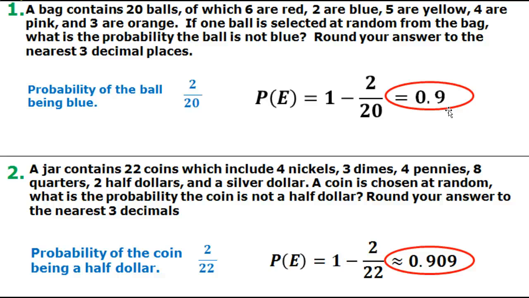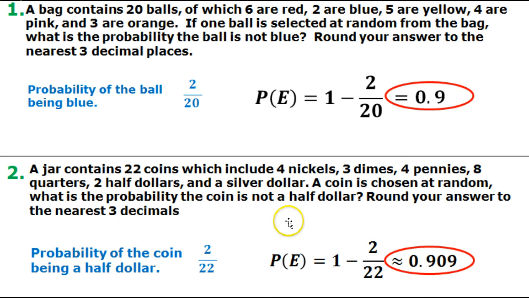Here are our 2 answers. And again, this one is real similar to the one that we just did. We're trying to figure out the probability that it's not blue, and 2 of them are blue. So we just go 1 minus 2 over 20. That would give us our answer. That would be 18 over 20, which is 0.9. Same thing on this one. It's just easier if we can calculate the probability of getting a half and then subtracting that from 1. That will get us our answer here.